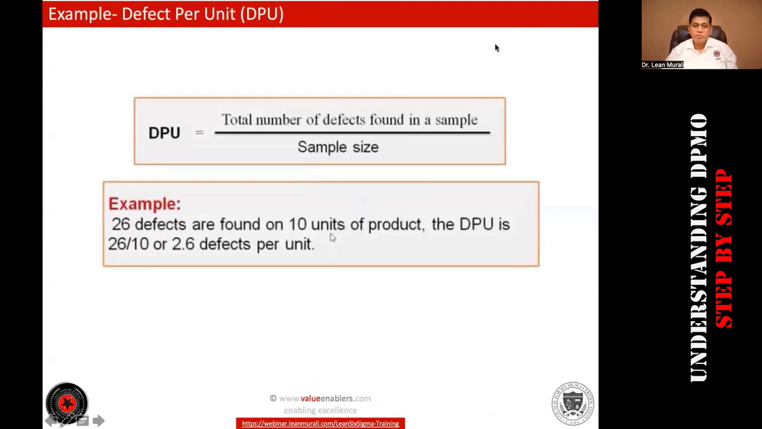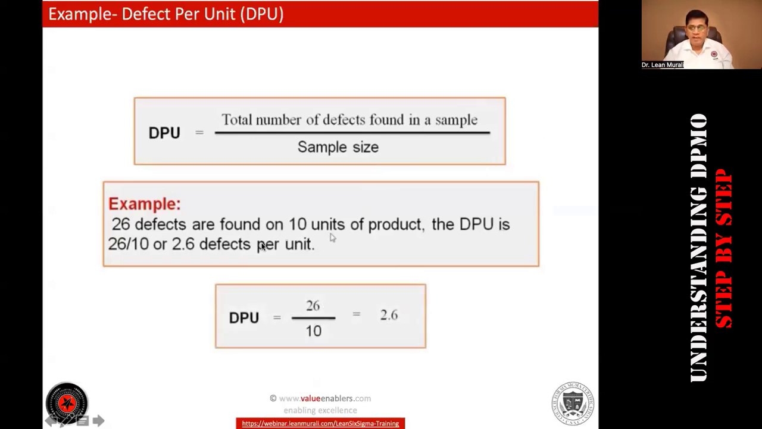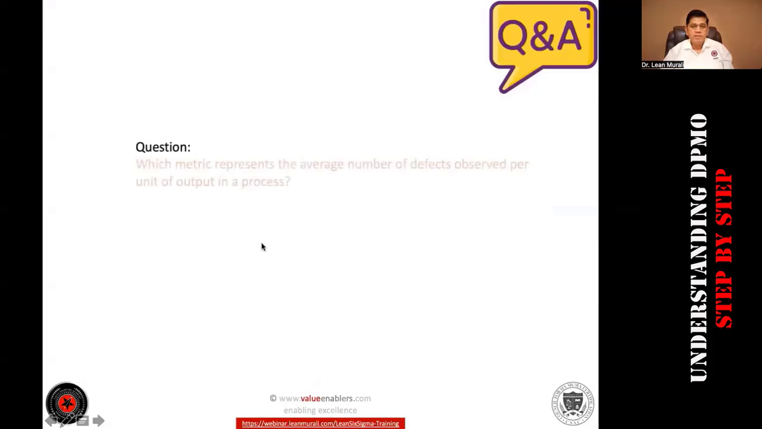I will give you examples, but the point here is I want to share a template with you. I will share the template in 1 minute, but first I wanted to revise with another example. Defects per unit is the total number of defects divided by sample size. For example, 26 defects found in 10 units of products, it is 26 divided by 10. Okay, this is clear.